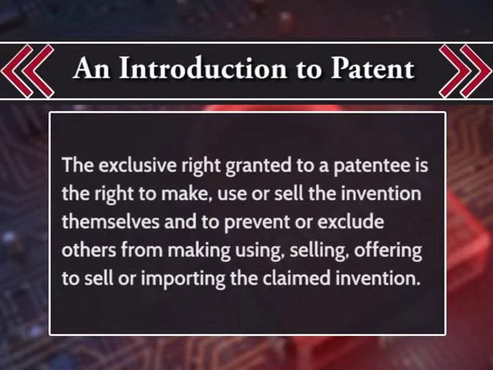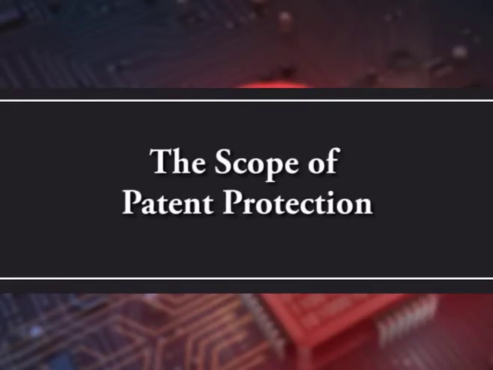The exclusive right granted to a patentee is the right to make, use or sell the invention themselves and to prevent or exclude others from making, using, selling, offering to sell or importing the claimed invention. The scope of the patent protection we will discuss briefly.